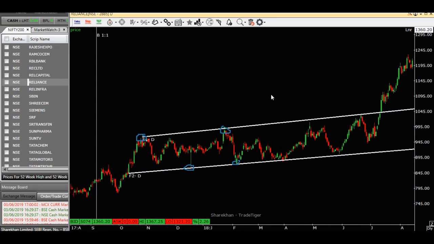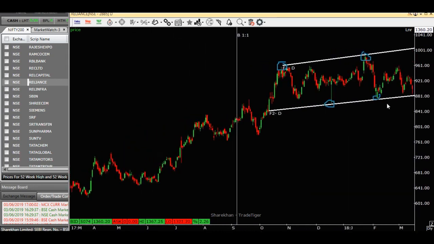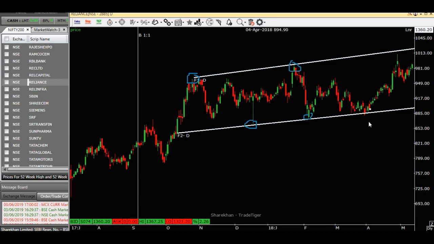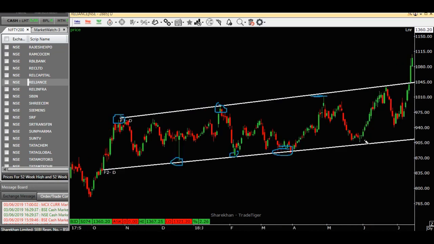So now that I have the two swing highs and two swing lows formed, right, now I can start trading this as a channel. So the moment it comes to the lower end of the channel, right, I can enter my buy position here with the upper end as my target. Okay, and now the moment it comes to the upper end of the channel, I can take a sell trade with the lower end of the channel as my target.